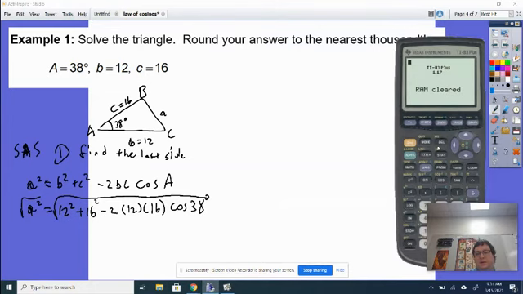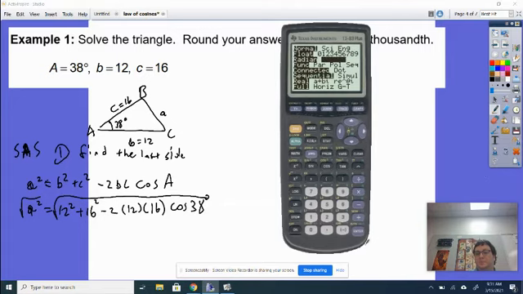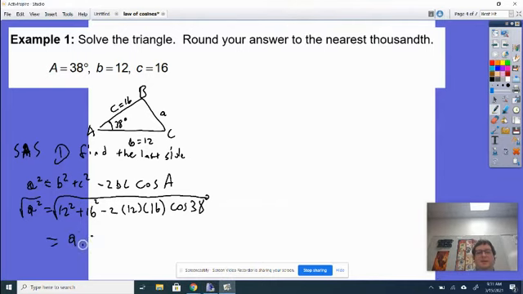So I'm going to plug that in my calculator. I'm going to make sure that I'm in degrees, otherwise it's going to give me the wrong answer. And I'm going to do the square root of 12 squared plus 16 squared minus 2 times 12 times 16 cosine of 38. Okay, now you're going to get kind of a gross number, and that's fine. So we get about 9.869. Okay, it does say the nearest thousandth, so we're going to get 3 decimal places.